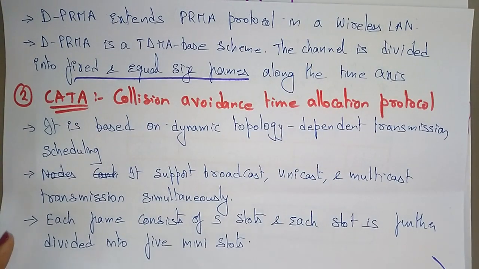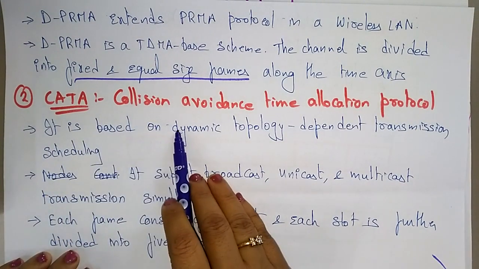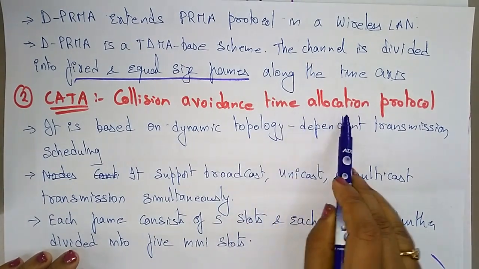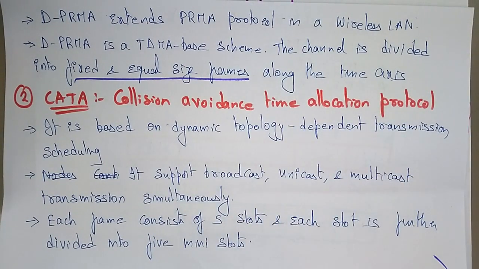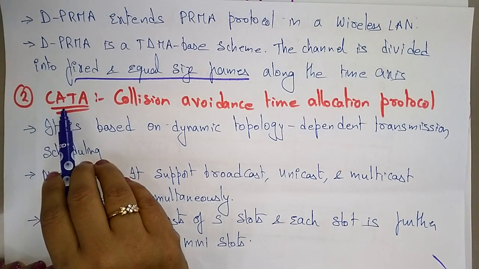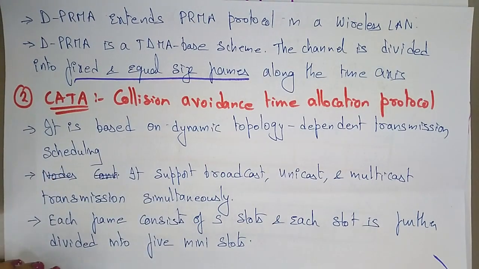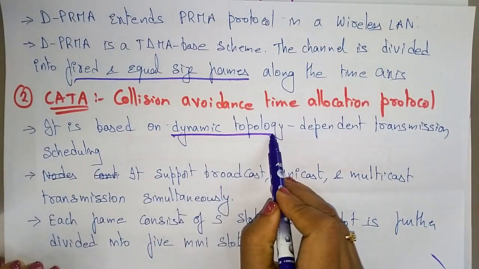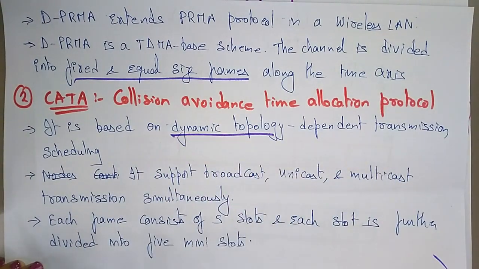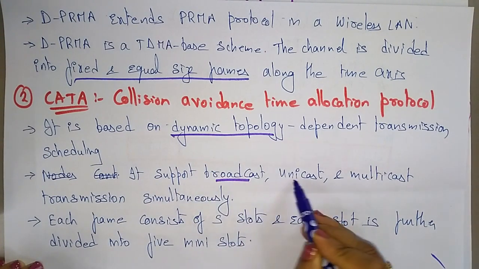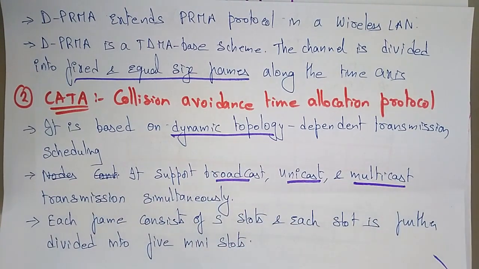Now coming to the next protocol, a synchronous protocol in the contention based protocols with reservation mechanism, that is CATA, the collision avoidance time allocation protocol. Here we have to avoid the collision. How can we avoid the collision? It can be based on time allocation, so that's why we call it the collision avoidance time allocation protocol. It is based on dynamic topology dependent transmission scheduling. It supports broadcast, unicast and multicast transmission simultaneously.